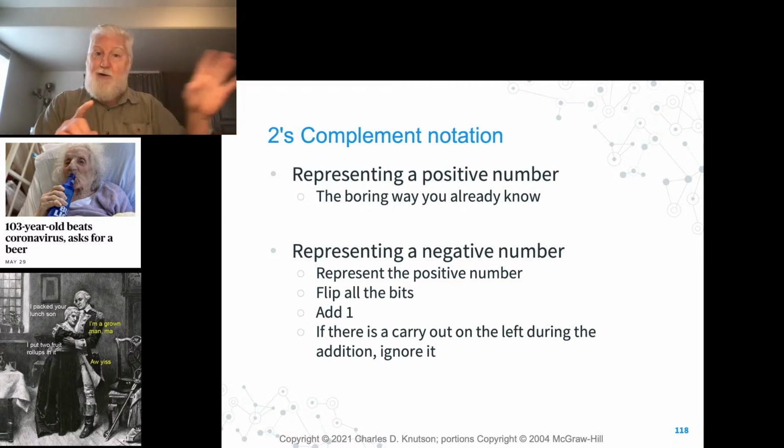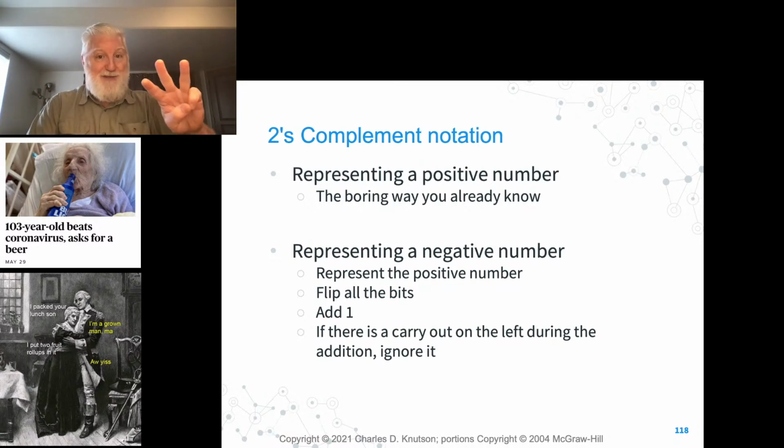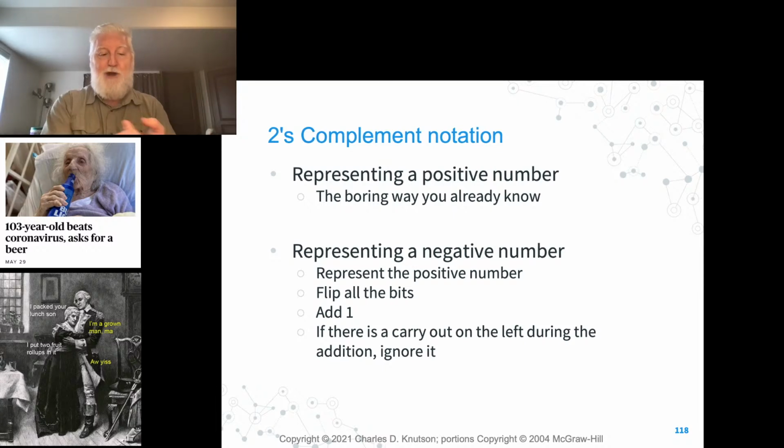Any carry out, that's really the third step. Flip all the bits, that's step number 1. Add 1, that's the next step, and ignore any carry out. By carry out, I mean if you've got 8 bits and there's a carry out of that last high order bit, then you ignore it. That's it. And when you take that negative number and you negate it, meaning turn it positive, once again, you flip all the bits, you add 1, and you ignore any carry out. That's the magic.